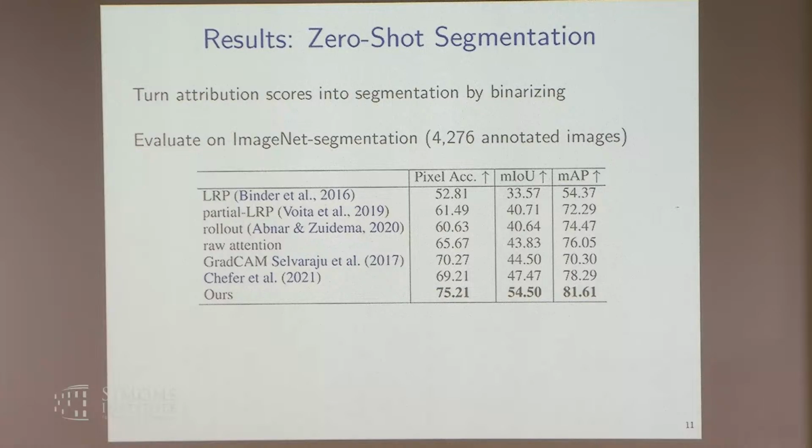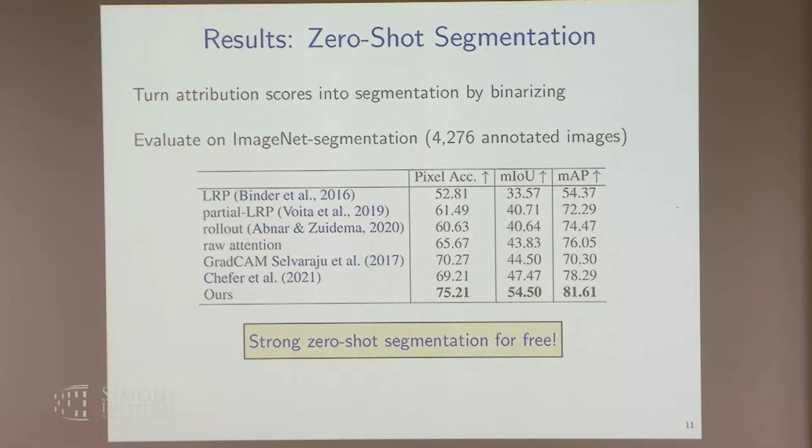Now, there are specialized methods that fine-tune to be good segmenters, which would do better than these. But these are the zero-shot methods that are just trying to, without additional data, get good segmentation. And if you do this, you actually do better than everything else out there. So it's a nice thing you get almost for free.